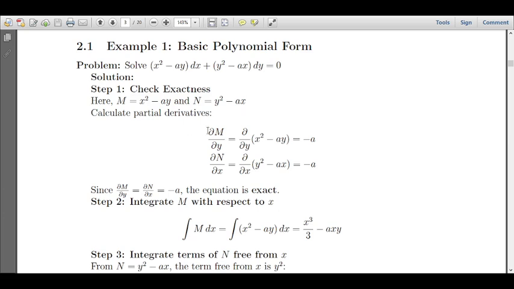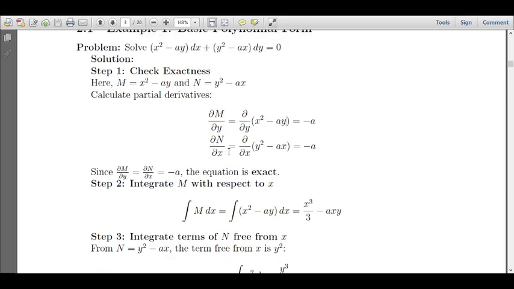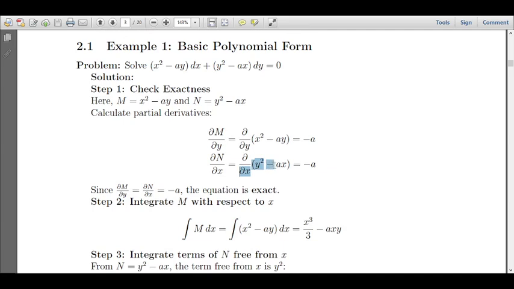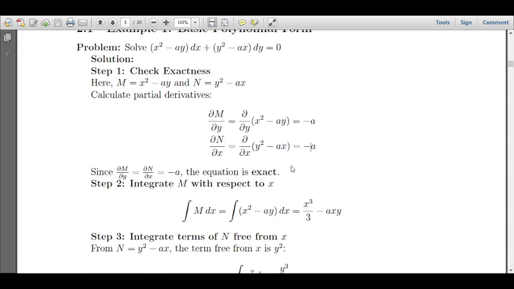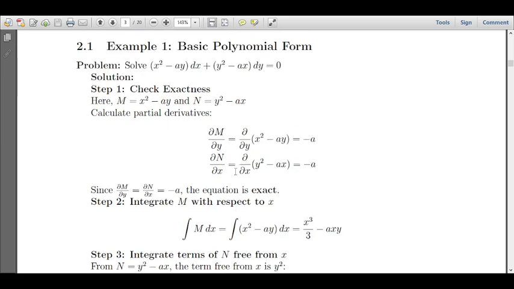First, we check the condition for exactness. dou M by dou y equal to dou by dou y of x square minus ay. With respect to y, x is constant, so the differentiation is 0. Now differentiation of minus ay, differentiation of y is 1, and this equals minus a. Dou N by dou x equal to dou by dou x of y square minus ax. With respect to x, y is constant, so that differentiation is 0, and differentiation of x is 1, therefore this equals minus a. So both partial derivatives are equal, therefore the given equation is exact.